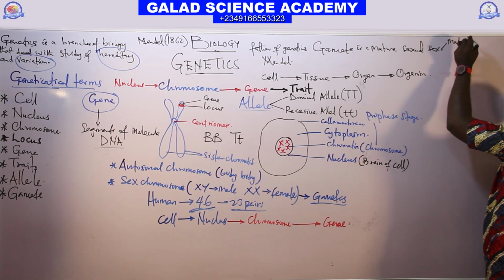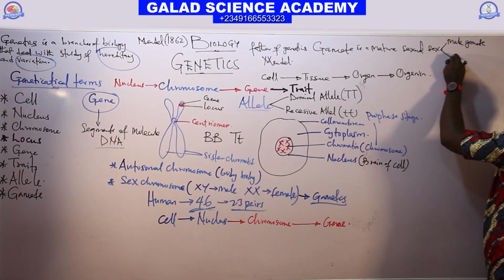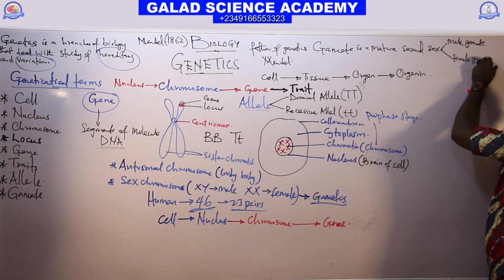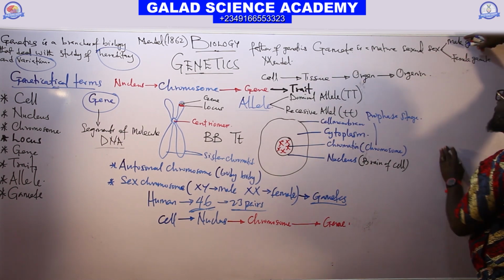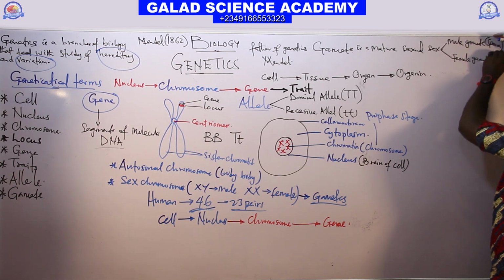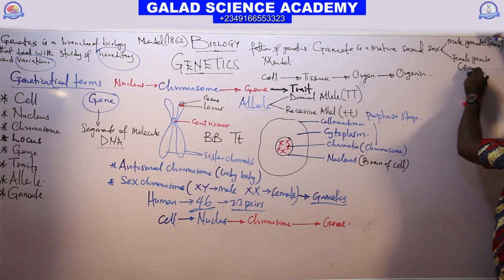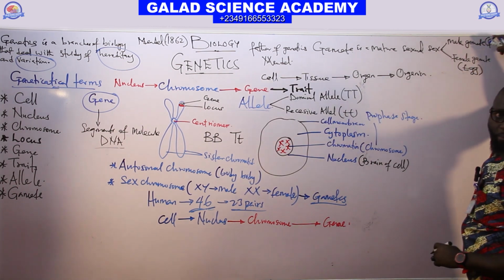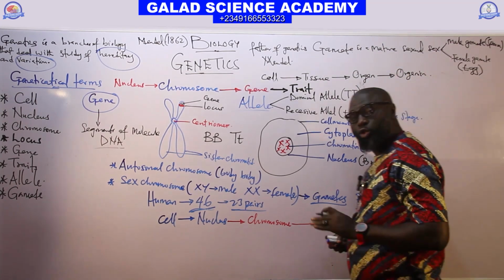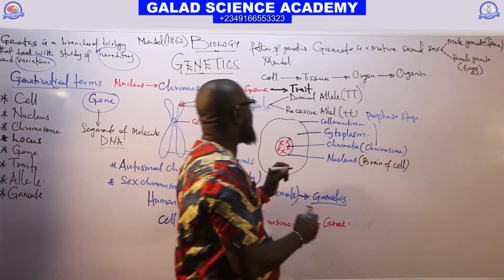male gametes, and we also have what we call female gametes. Mostly the male gamete, we call it sperm cell. The female gamete, we call it egg. So the mature sexual gamete is produced during the process of gametogenesis in reproduction.